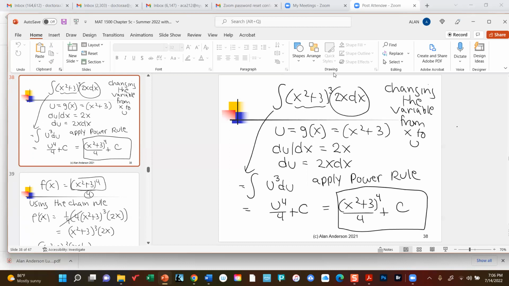So look how simple this new integral is. U cubed du. I think you'll agree that that's a much simpler problem to solve than the original integral. And so we can apply the power rule, and look how nice that is. Oh, and by the way, just in case we forgot, the power rule, we see it all the time.